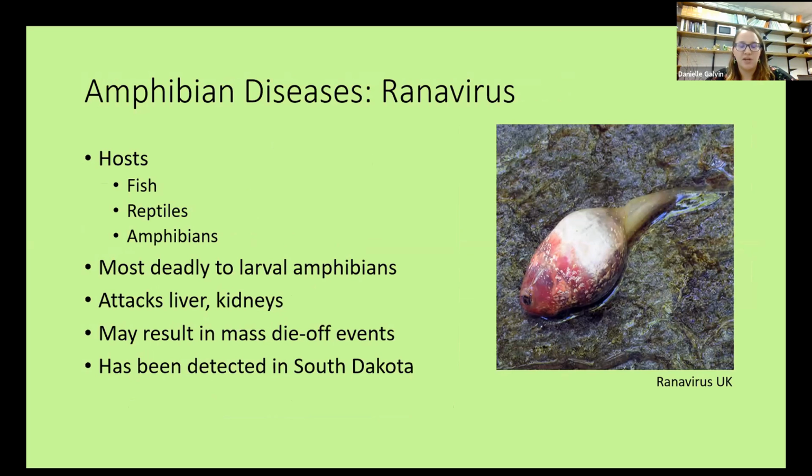Once an individual is infected, Ranavirus will attack the liver and kidneys. Some of the clinical symptoms of Ranavirus infection include red coloration, as you can see here in this photo, hemorrhaging, loss of buoyancy, lethargy, and potentially even death. Although Ranavirus infection does not always result in the death of an individual, it is associated with mass die-off events all across the world. Ranavirus has been detected here in South Dakota.